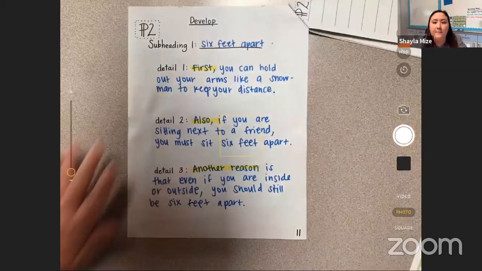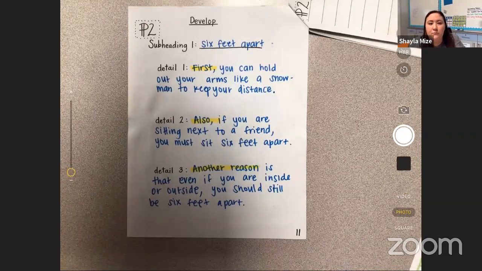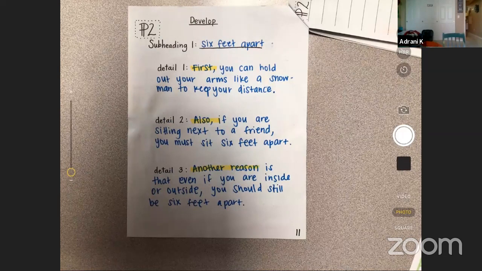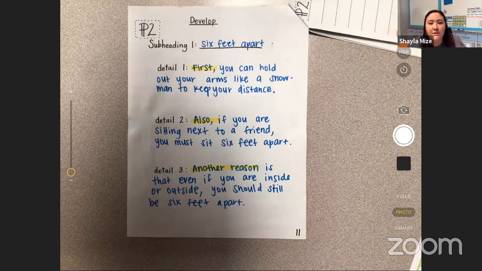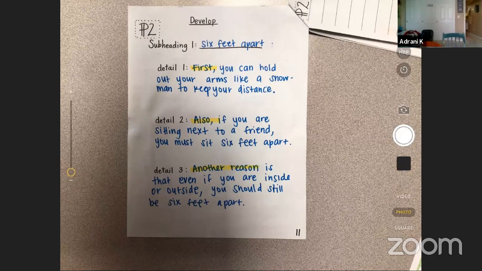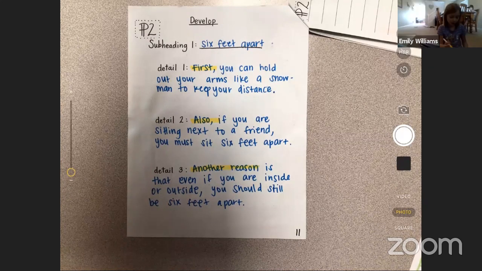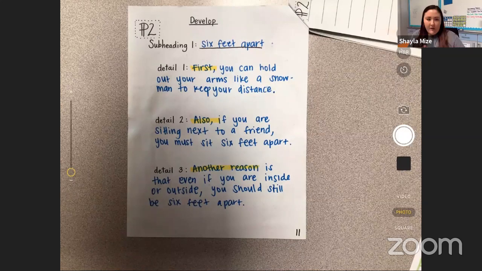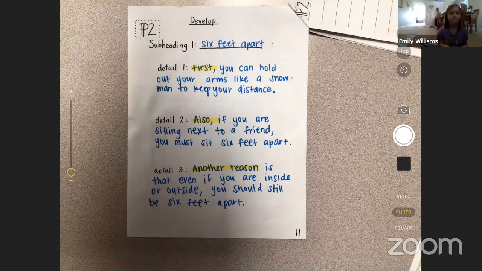Yes, Eli. Eli, do you have a question? Okay. Emily, do you have a question? When we're done writing, on the top, should we write the detailed sentences now? Hold off for just 1 second. Okay, I'm going to do transition words first.